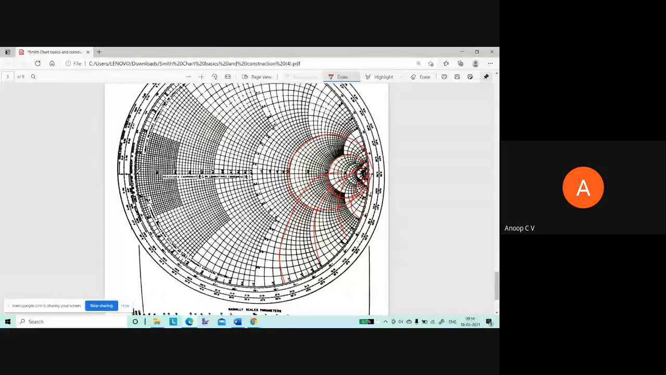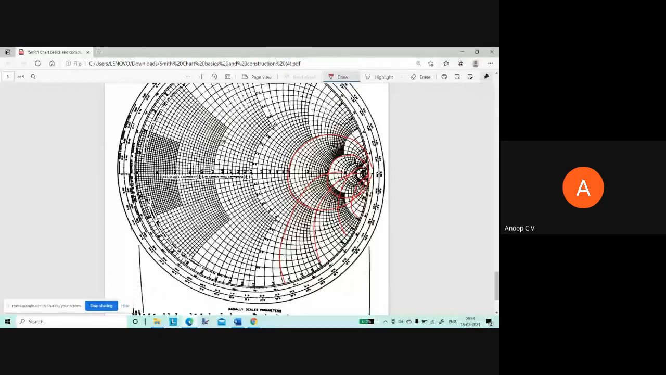So those things we'll tell. And further, I'll add, moving in clockwise sense is movement towards the source end, and moving in anti-clockwise sense is movement towards the load end. And any normalized impedance value you take will have one R and X.